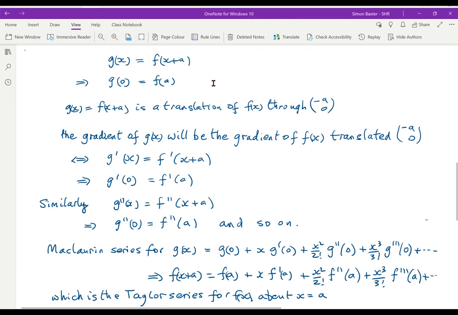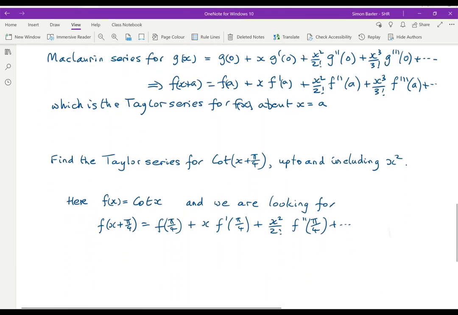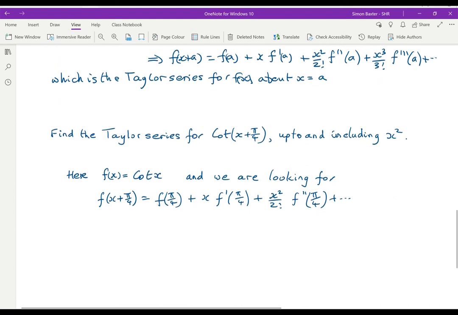Let's look at an example. There is Taylor's series at the top of the page. Find the Taylor series for cot(x + pi/4) up to and including the term in x squared.